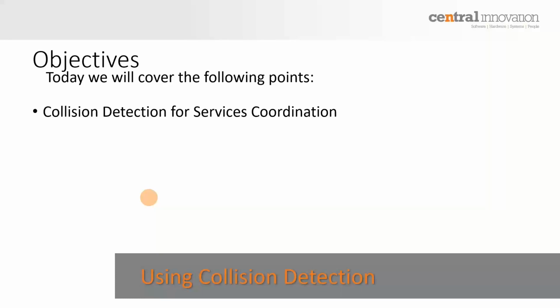So, assuming that we have performed some level of visual coordination as we did in our previous webinar, now we would like to take a look at the collision detection feature in Archicad and some of the tasks that can be done with it. So today we will be specifically looking at the collision detection for services coordination. We're going to take a quick look at that.